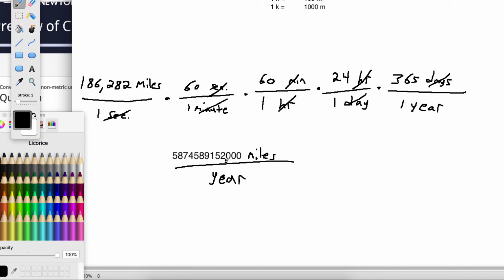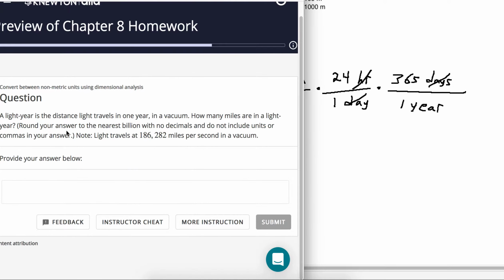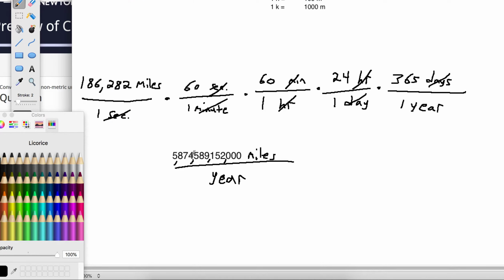Okay, so we got to put a comma here, comma here, comma here, comma here. So there's the hundred thousands place, 100 millions, and then it said the nearest billion, I think, right? Round your answers to the nearest billion. So we're going to round this 4 up to a 5. 5,875,000,000,000, and then that's it. Because we rounded this part up. This is 0, 0, 0, 0, 0, 0, 0, 0, 0.